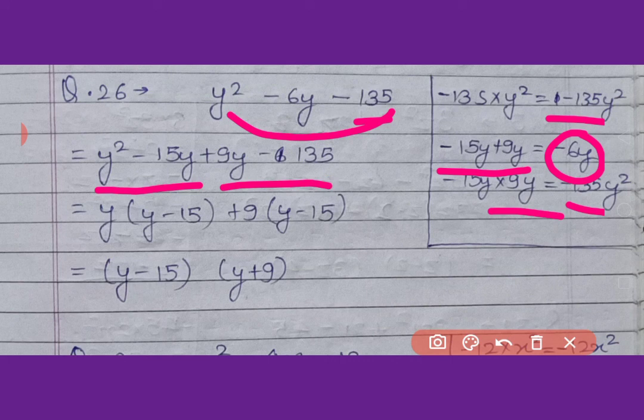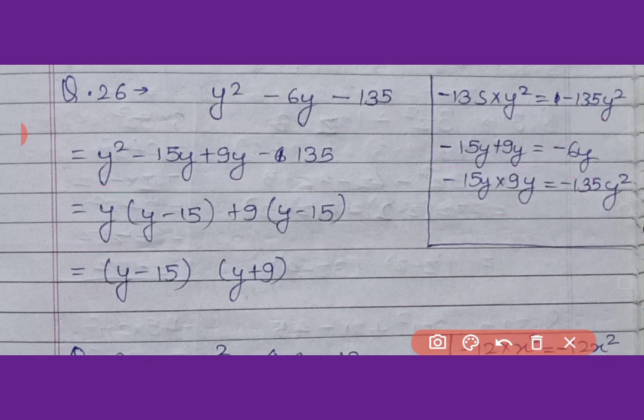As I am going to underline, y is taken from the first group, so it remained y minus 15. As I have told you in the previous question, in the second group we have to take a common term which gives the same bracket as the first group. So 9 is taken as common, so it remained y minus 15. Y minus 15 is taken common, so what remained? Y plus 9. Y plus 9 remained.